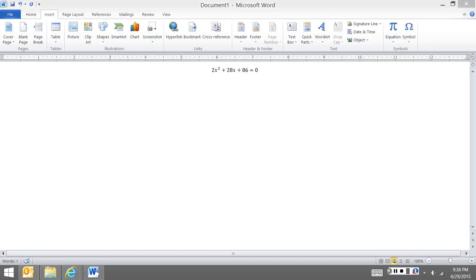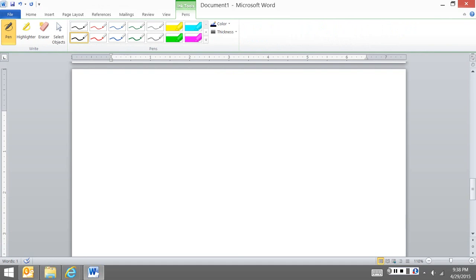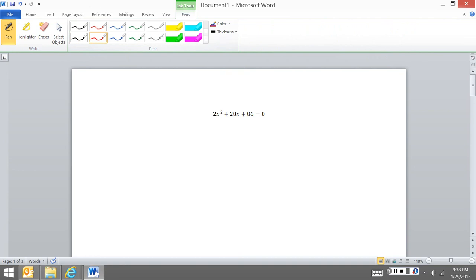We're asked to solve this quadratic equation using completing the square. Okay, so to do completing the square, the first thing we need to do is normally we do want this equals 0, but not in completing the square.